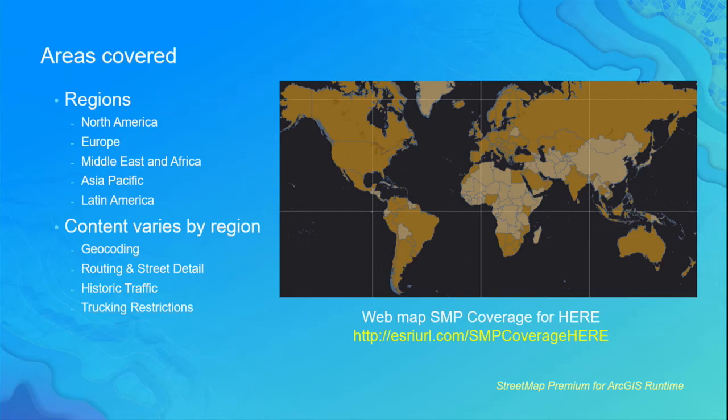First, what areas are covered and how are they organized? We have five different regions that are available now for StreetMap Premium for Runtime. You can see them listed here: North America, Europe, Middle East and Africa, Asia Pacific, and Latin America. So these are the different regions. This will factor into what's licensed as a product, as an extension to Runtime, a little bit later. So keep those regions in mind.